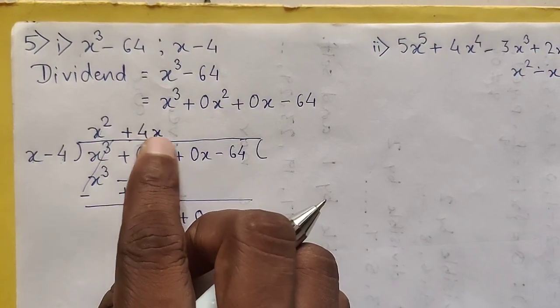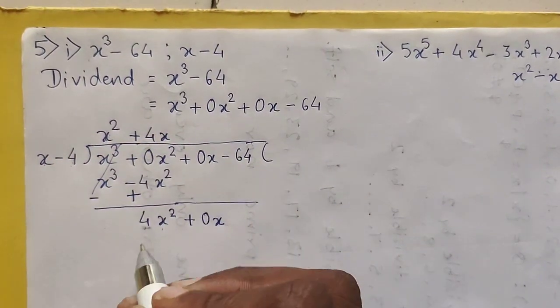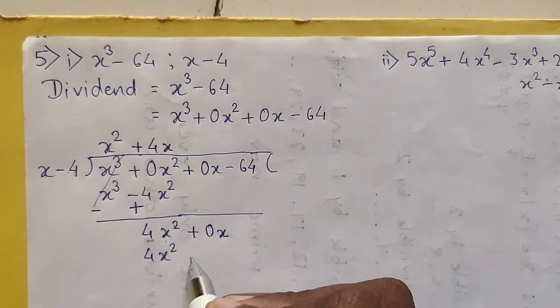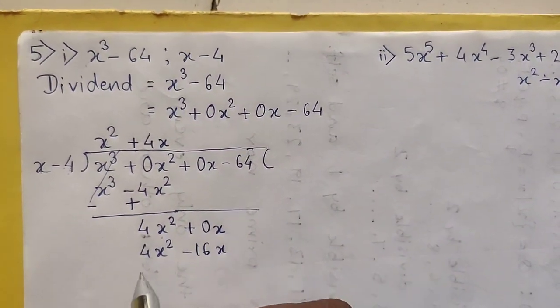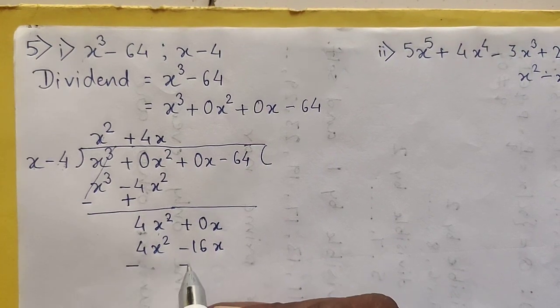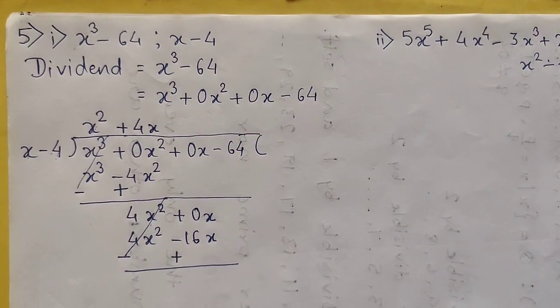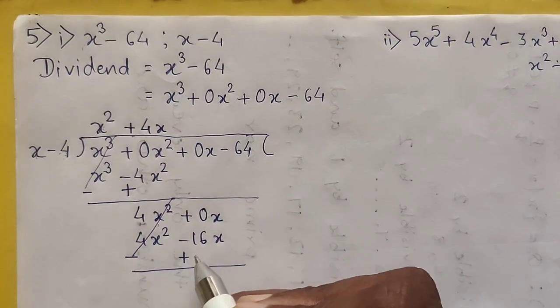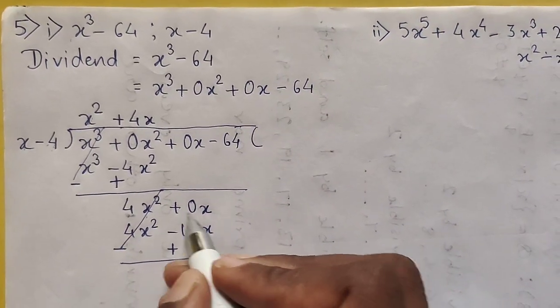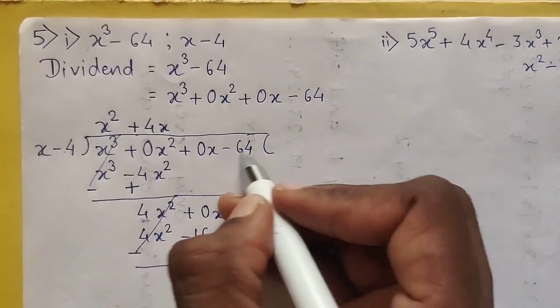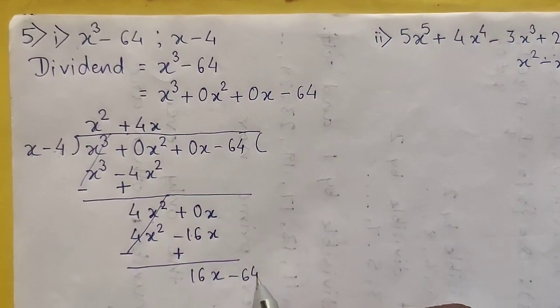If you multiply by 4x, you are going to get 4x square, and here 4 times 4 is 16, so minus 16x. Now subtract: this becomes minus and this becomes plus. The 4x square and minus 4x square get cancelled. This is plus 16x and 0x, so this becomes 16x. And what is remaining here? Minus 64.